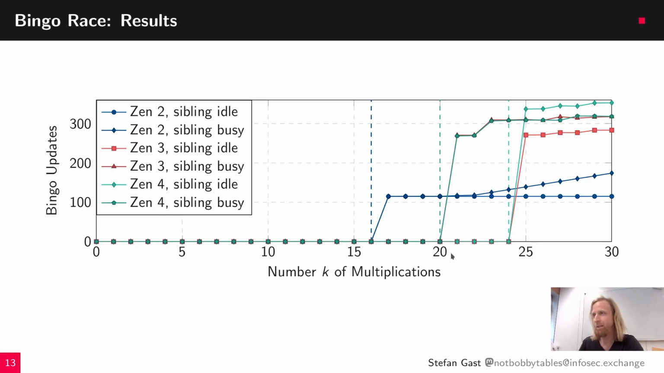You can also see here at 20 microops, from 20 to 21, there's this increase when we execute a busy loop on the sibling thread. And this, again, reveals the watermark mechanism just as prior work has also observed.